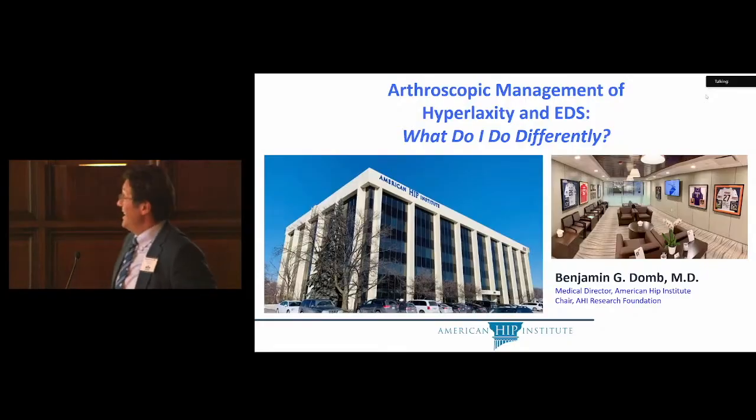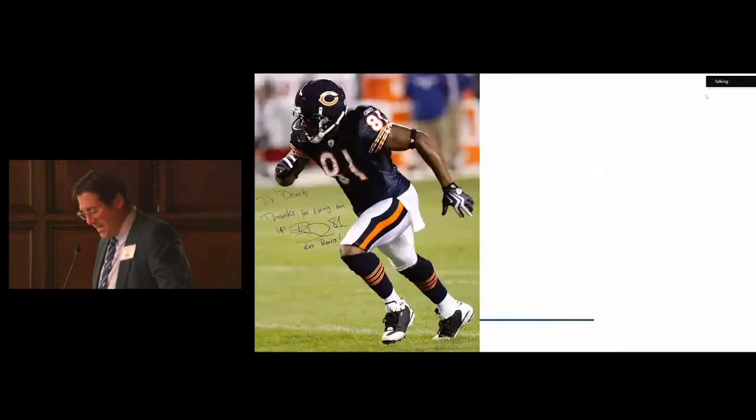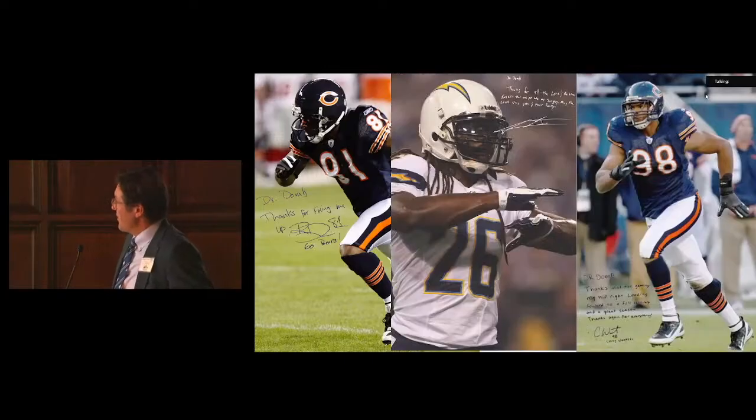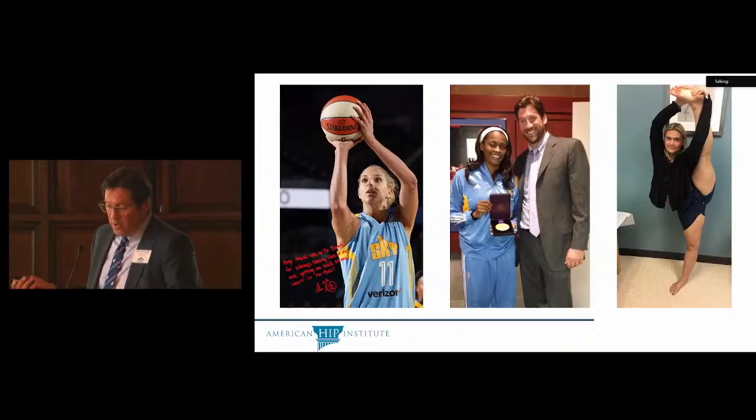Hyperlaxity and EDS, what do I do differently? A lot of our patients may look like athletes like these guys. This is a very different type of arthroscopy than these guys. And this isn't entirely across gender lines, but it is a lot across gender lines. For the most part, when we're talking about lax hips, we're mostly talking about women who have high Beighton scores, who have hyperlaxity in general, with or without a diagnosis of EDS.